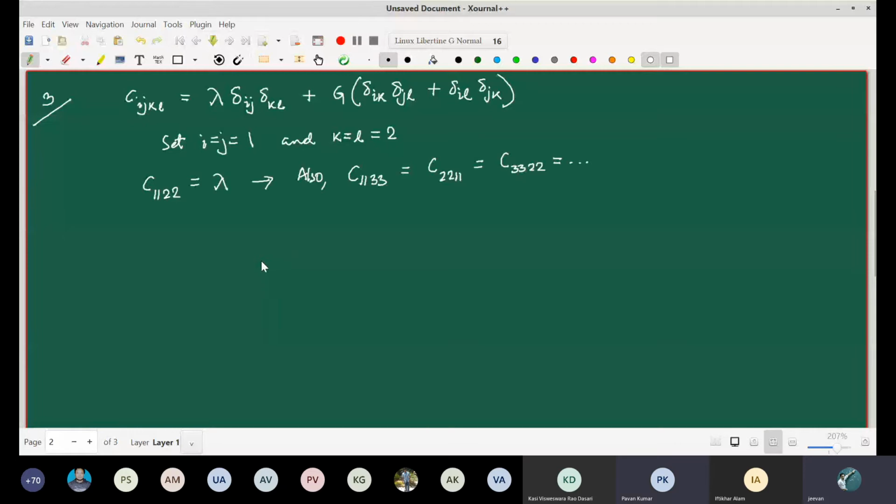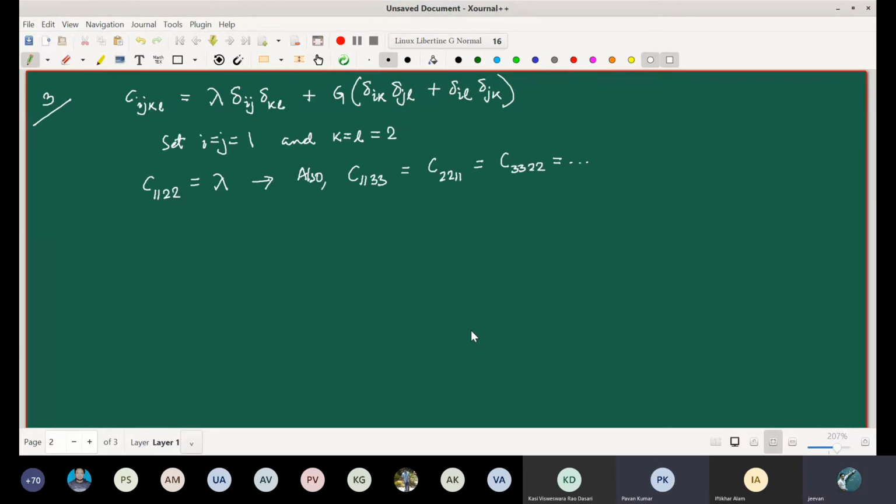Sir, here, even without putting i equal to j equal to 1 and k equal to l equal to 2, we can assume i equal to j and k equal to l, then the left hand side will become C ik equal to lambda. So doesn't that mean that C 1122, C 2233, C 3344, the summation is equal to lambda?